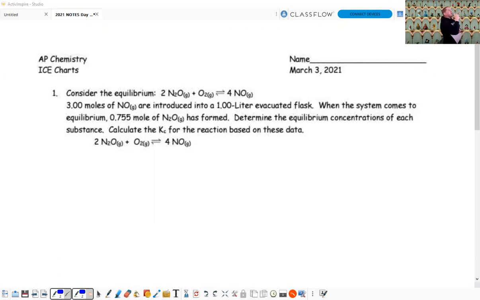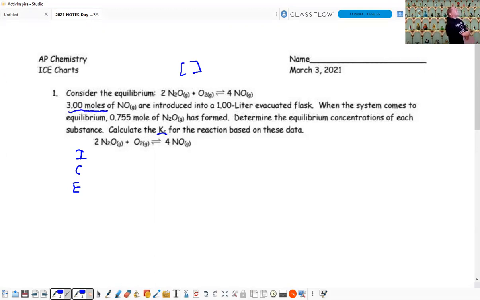All right, so consider the equilibrium. What I did was I rewrote the equation right here just to make it a little easier for me to do a nice chart. So we have I, C, and E. Remember, initial, the change, and the equilibrium. And we are looking for the Kc. Remember, we are going to use brackets here because we do want molarity. We are using molarity in this one. But we're not given molarity right off the bat.